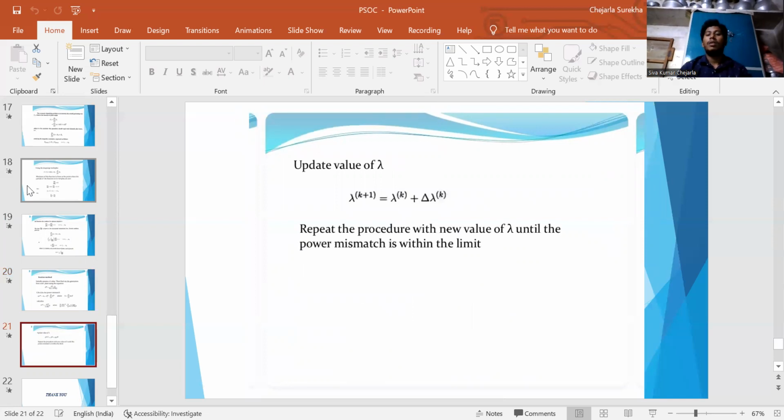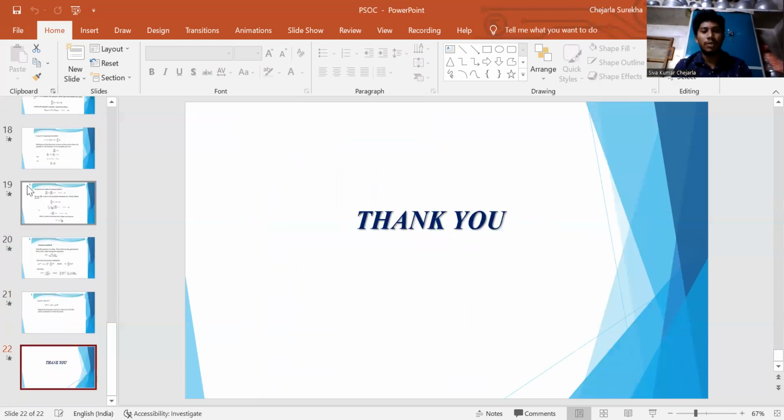Update the value of lambda. We repeat the procedure until the new value of lambda and the mismatch are within the limit. So this is the economic load dispatch.